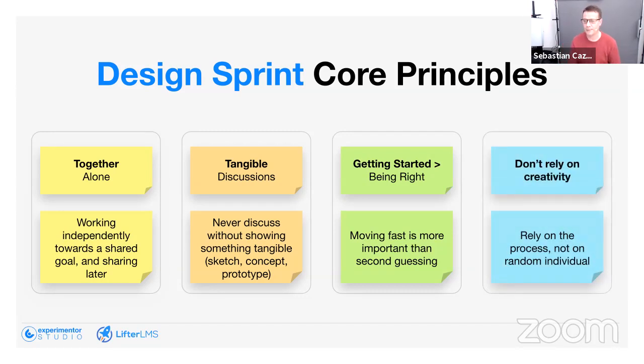The fourth principle of design sprint is called don't rely on creativity, which might sound a little bit counterintuitive for many people because design sprint is about creative thinking. And I believe you might say, how shouldn't I rely on creativity if it's a creativity technique or method? Well, the answer is quite simple. Instead of relying on someone in the team being the most creative person or the so-called creative hero, rely on the process and on the teamwork.